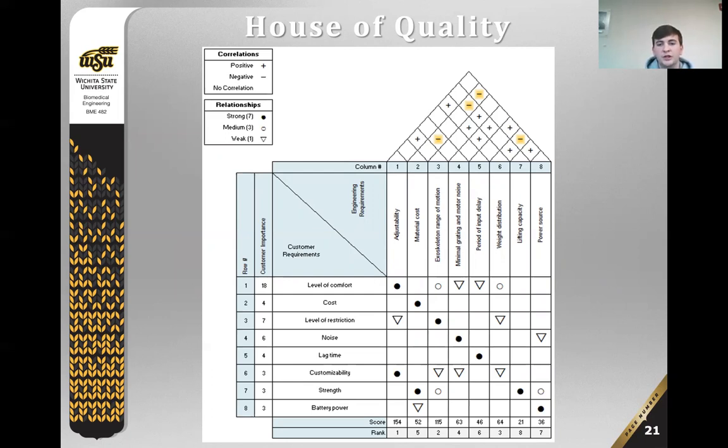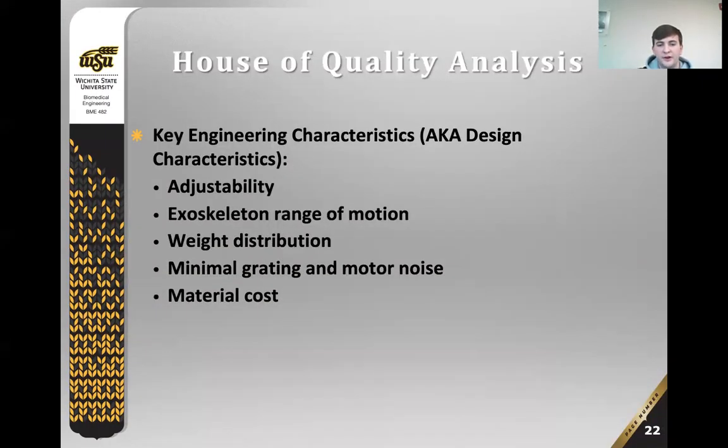The correlation between engineering characteristics is also shown at the top of the diagram and indicated as positive or negative by the plus and minus symbols. This shows the 5 design characteristics based on the house of quality results: adjustability, exoskeleton range of motion, weight distribution, minimal grating and motor noise, and material cost.